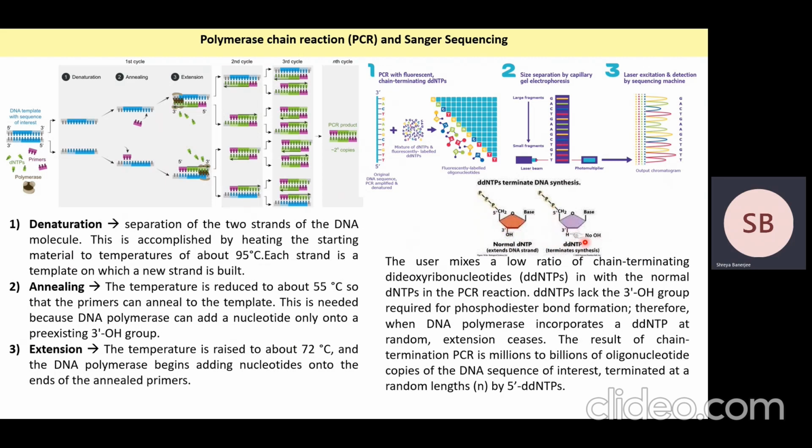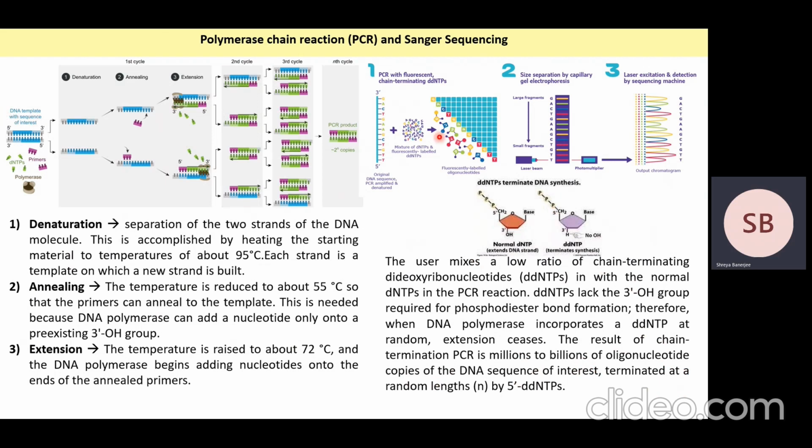So because of this, this OH group is necessary for phosphodiester bond formation in order to extend the DNA. Due to the absence of this group, it results in chain termination. So whenever during the polymerase chain reaction, instead of a dNTP, a ddNTP is incorporated, the extension of the DNA chain stops. So what happens is we get a lot of oligonucleotides terminated at different lengths by the ddNTPs.